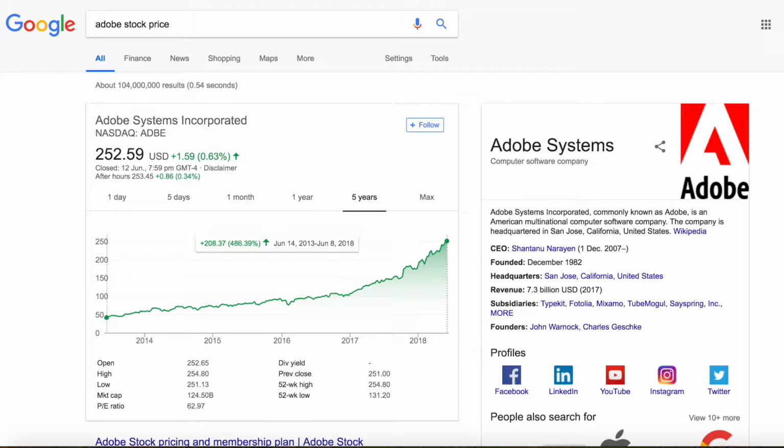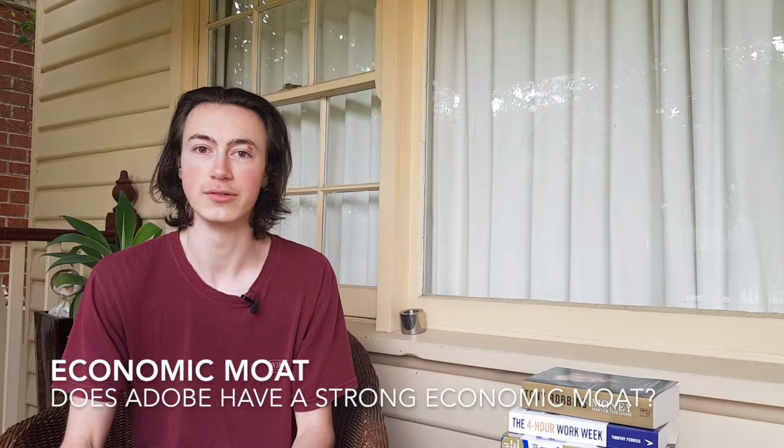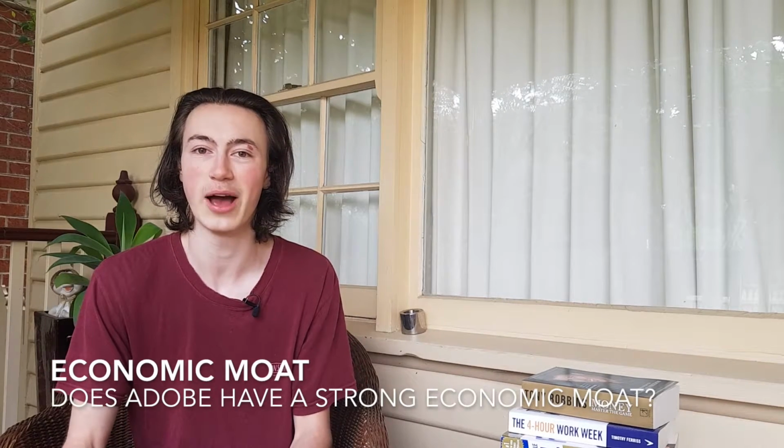The stock price between 2013 and now has risen almost 500%. And 81% of that came in just the last year. I'm very glad that Adobe changed to a subscription model because not only did it substantially increase their predictable revenue, it also proved to me that they have a strong economic moat because despite huge price increases, they were able to maintain almost all of their customer base.